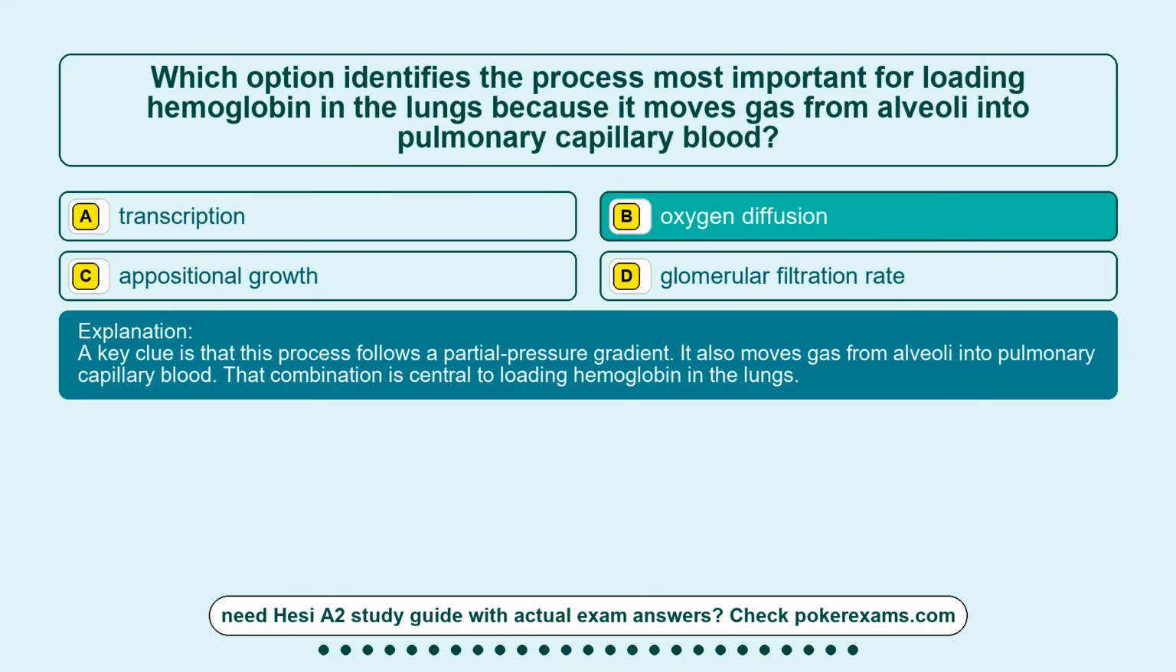A key clue is that this process follows a partial pressure gradient. It also moves gas from alveoli into pulmonary capillary blood. That combination is central to loading hemoglobin in the lungs.